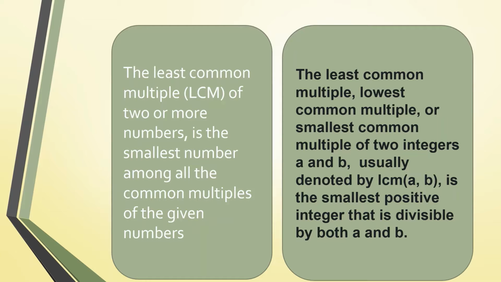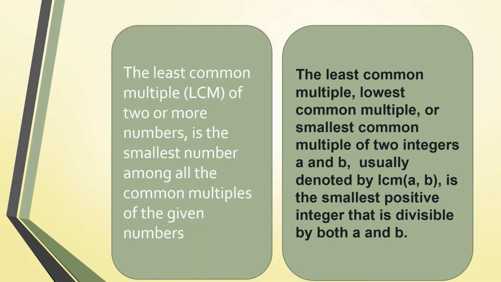Let's see. The least common multiple or lowest common multiple or smallest common multiple of two integers a and b, usually denoted by LCM(a, b), is the smallest positive integer that is divisible by both a and b. Okay, it is a little difficult to understand, isn't it? We'll have a more elaborate discussion. But from these two definitions, one thing is common, which is multiple.